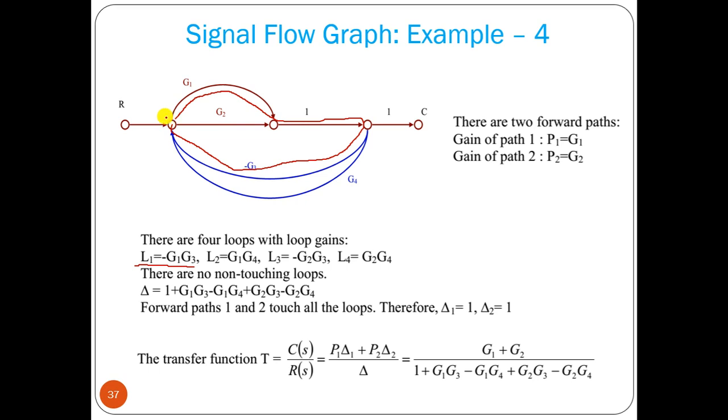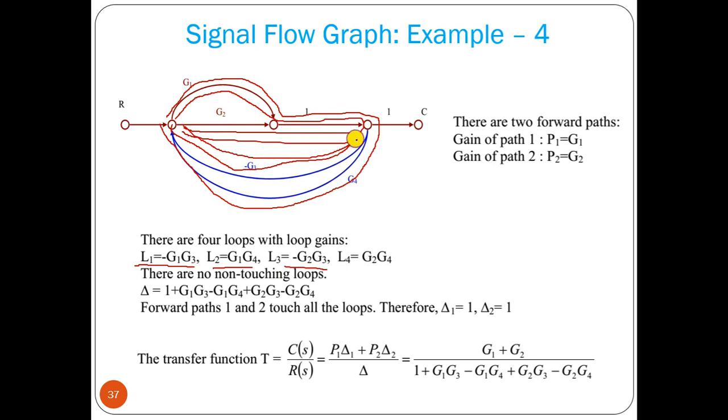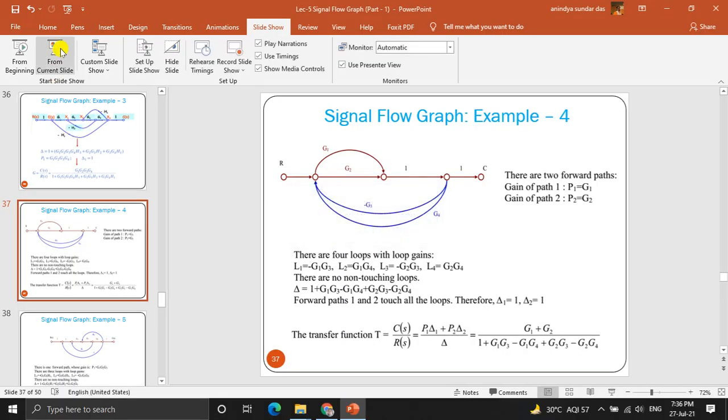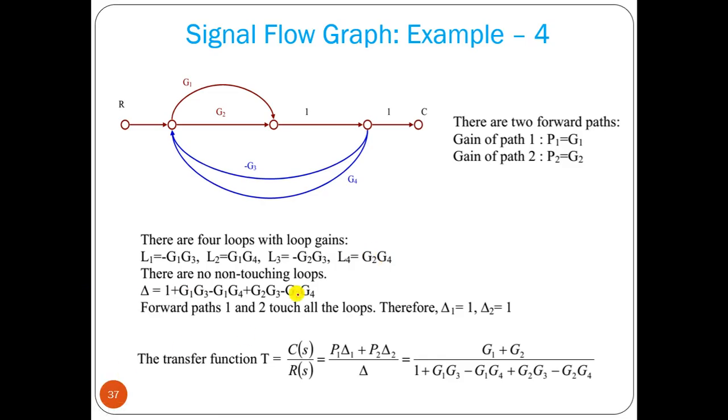Then similarly we can start from here through this way. Through this part we can reach here, G1 into G4, there is no negative sign, loop 2. Then loop 3, that is G2 up to this and then through this, so G2 into minus G3, that is your loop 3. Another loop we can have starting from this point and coming through this way, G2 into G4. So we have a total of 4 loops. Those are the 4 loop gains that we find out.